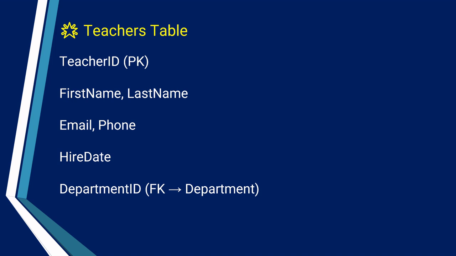The teachers table stores teacher details. Teacher ID is the primary key. Department ID links each teacher to the department. Other fields like name, email, phone, and hire date help maintain complete teacher profiles.